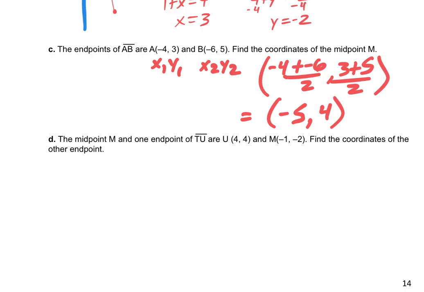I didn't draw a picture on this one. You don't necessarily have to draw a picture, okay? Sometimes if you're a visual person, drawing the picture is helpful just to see, does it look right? Does it feel right? Does it look like that point should be the midpoint between the other 2 points?